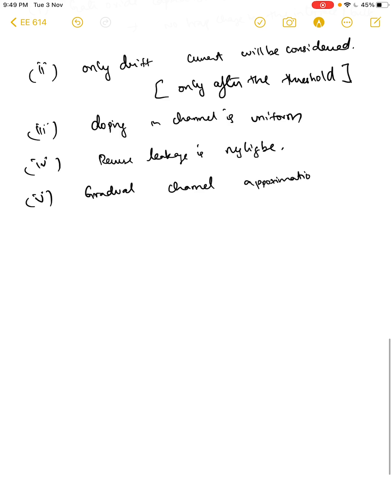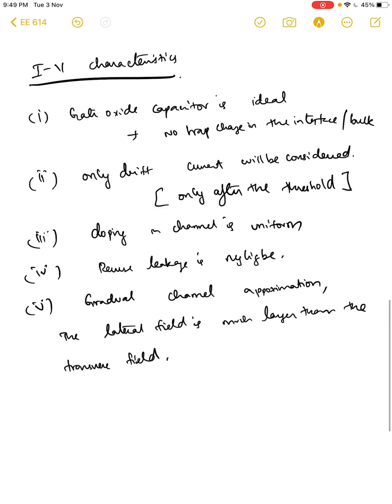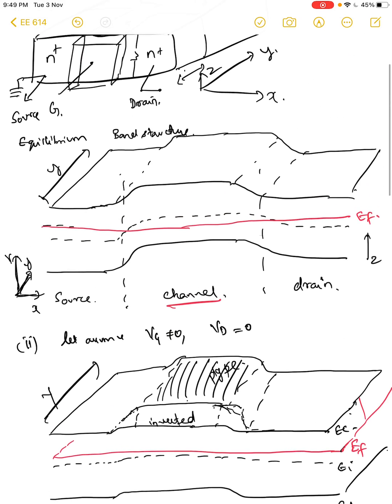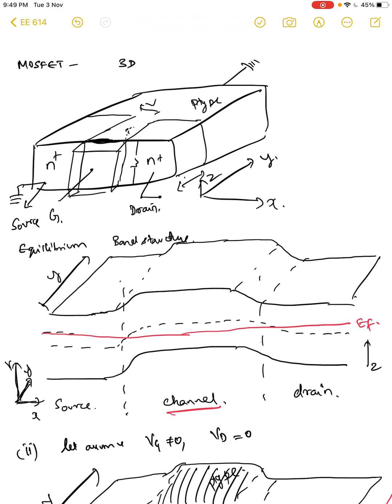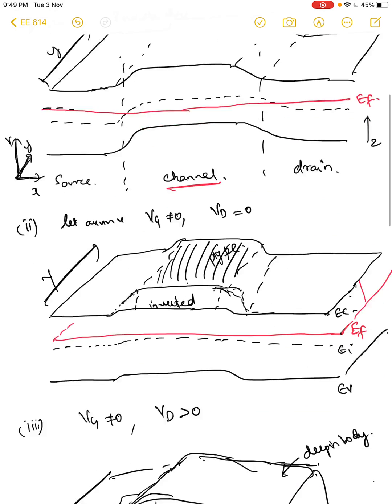which says that the lateral field is much larger than the transverse field, in the sense that if I take this surface, you have two kinds of fields. You have a field, okay, let's see here.